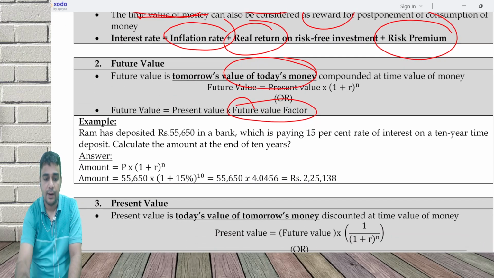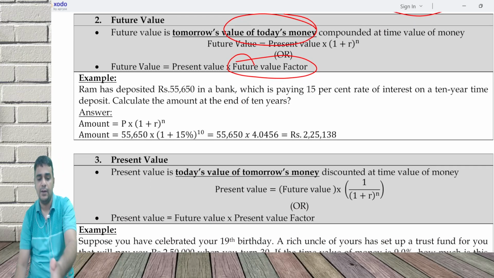So Ram deposited 55,650. You got the answer. I've done 4 decimals. That's okay. Let's not worry about the decimal. We normally work with 3 decimals. That's how we normally do it. But if you increase the number of decimals, accuracy improves.